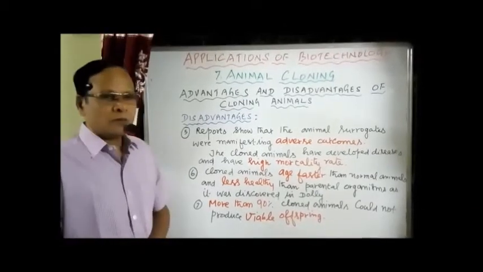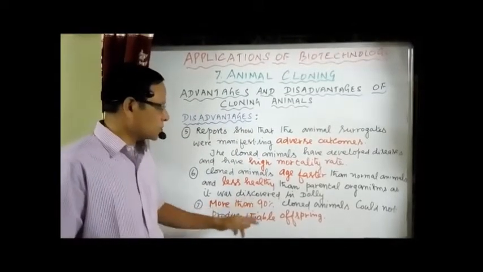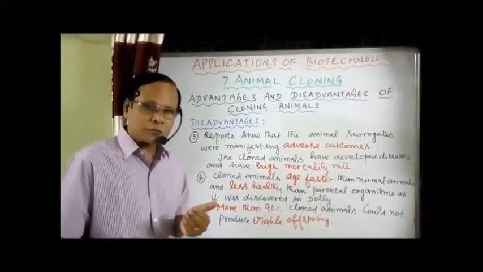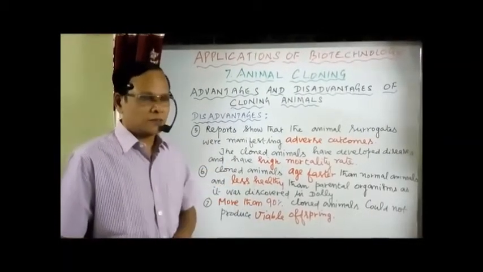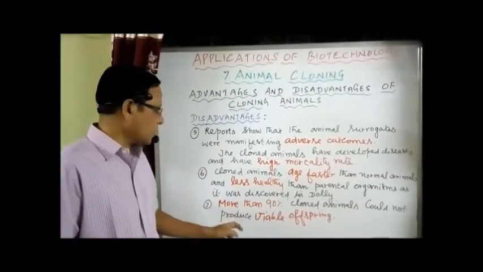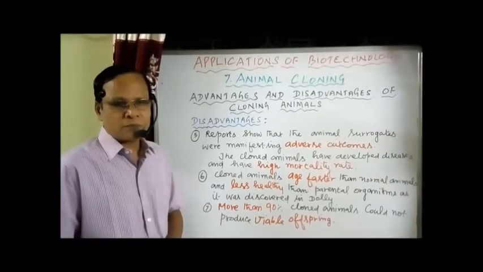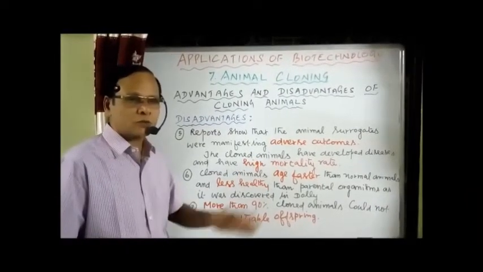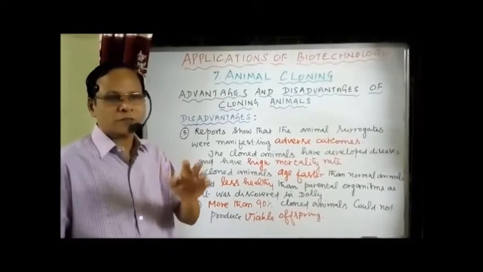The next one: when the experiments were conducted, more than 90% of cloned animals could not produce viable offspring. In one way or other, the produced offspring have some sort of disorders, some sort of diseases. So they are not viable. They soon die. The death rate becomes higher. Though the method is adopted, only 10% success is there. The remaining 90%, the cloned animals will die, or they are not being produced viably by the surrogate mother.